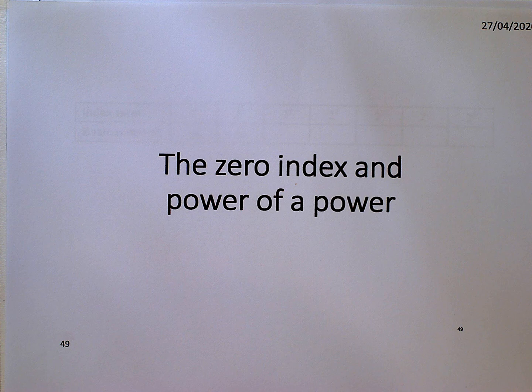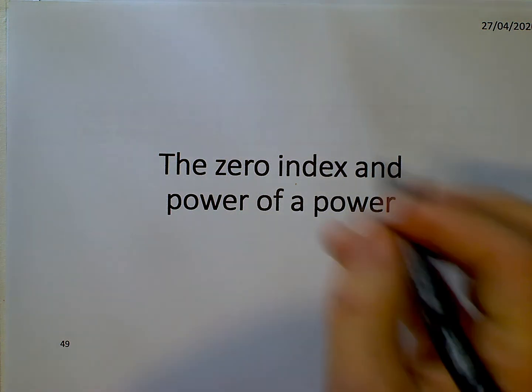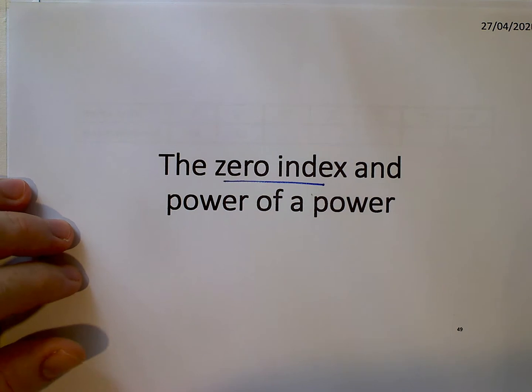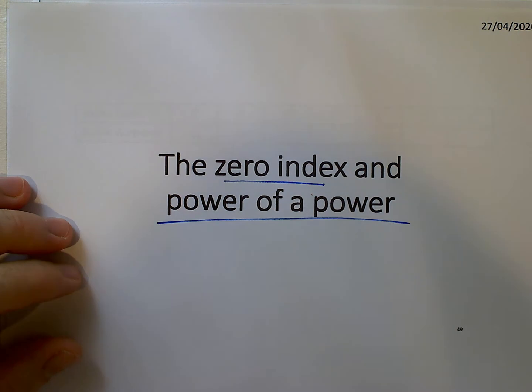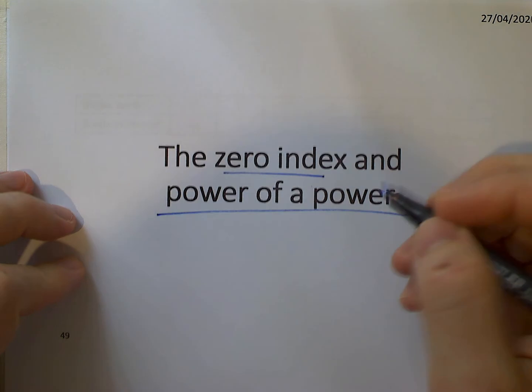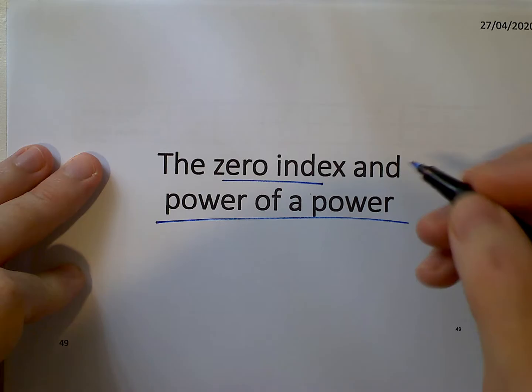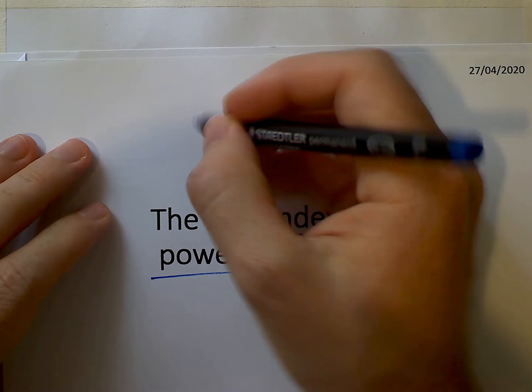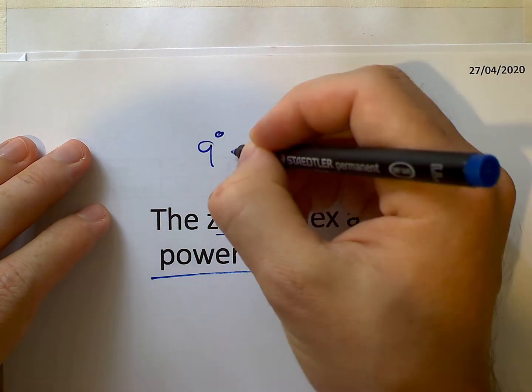Now the two rules we're going to be looking at today are the zero index, which is actually very easy, and the power of a power. The zero index indicates that anything to the power of 0 always equals 1. It doesn't matter what it is. It can be 9 to the power of 0, it will equal 1.